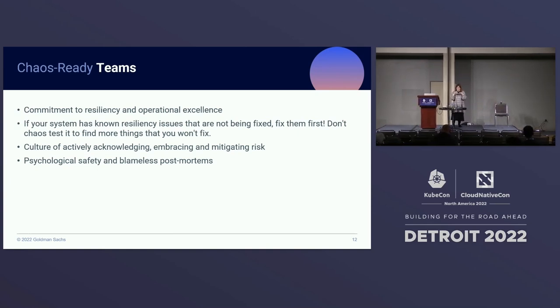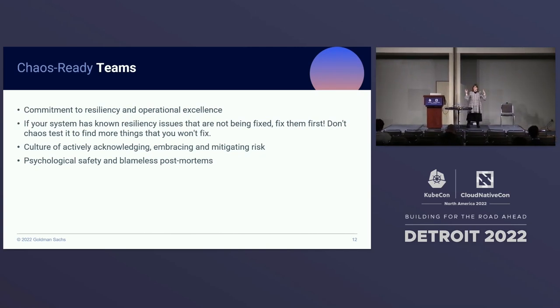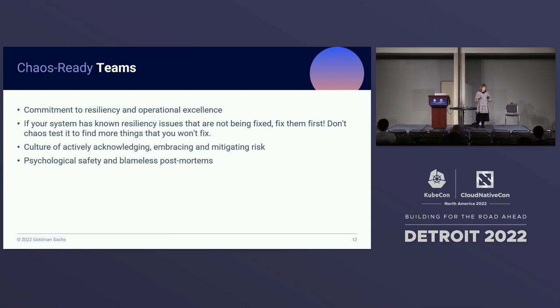And then as well, when it comes to culture, the team needs to be able to acknowledge, embrace, and mitigate risk, right? Because when you're doing chaos engineering, you're actually discovering risk. And if people are not just risk averse, but afraid of risk, and they don't want to know about risk, and they'd rather not know, you're not going to have much success with chaos engineering because you're just bringing more bad news that people would rather not know about.